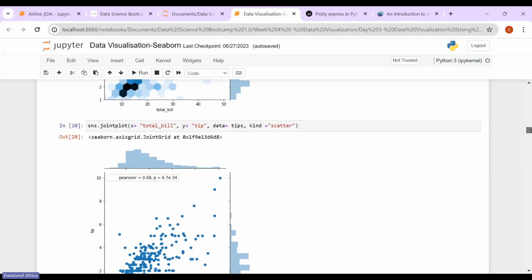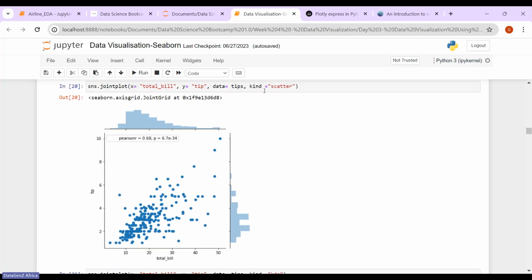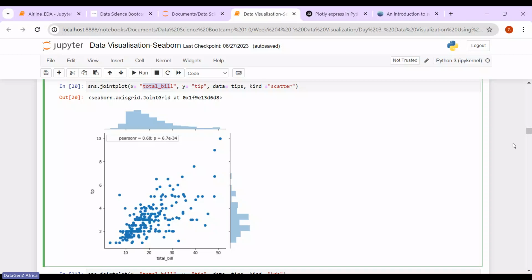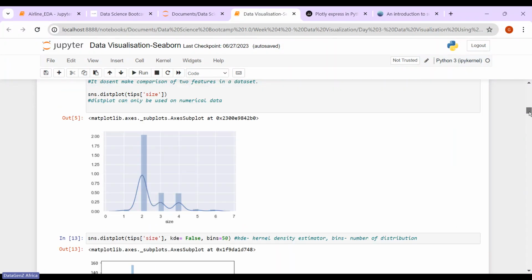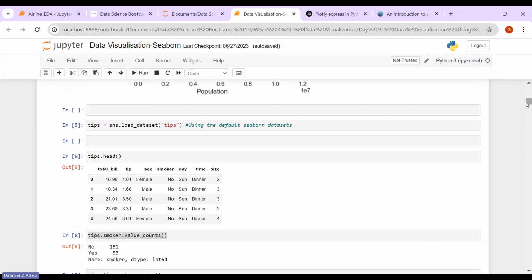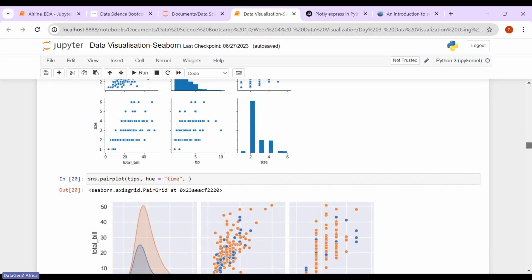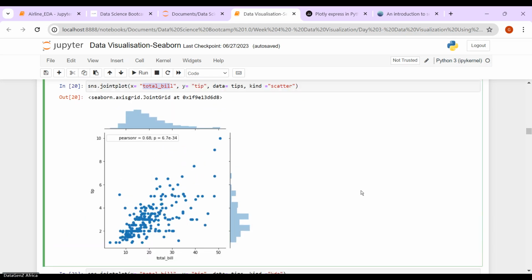Okay, so we have the joint plot. Here we are specifying the kind as scatter. The way you use the joint plot, you say what you want on the x-axis. I want the total bill column on the x-axis, and then I want the tip on the y-axis. So that's then your data.